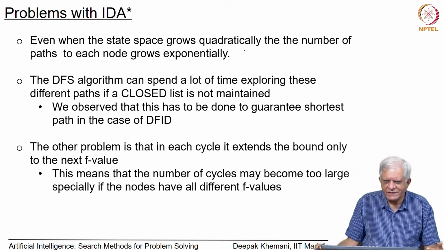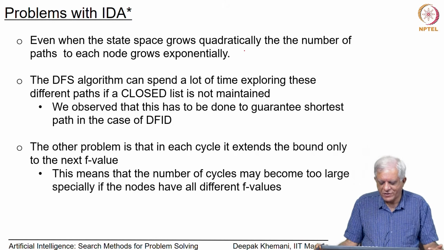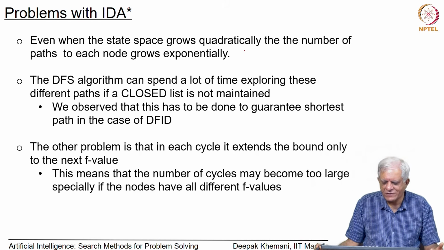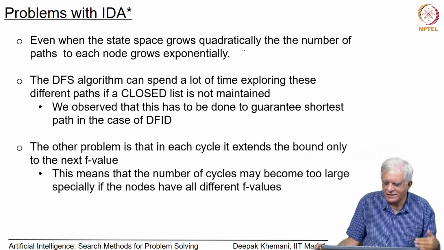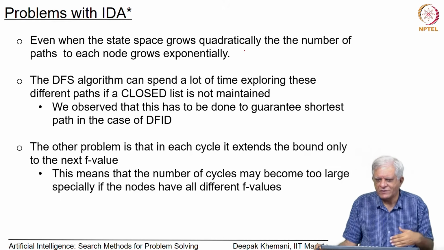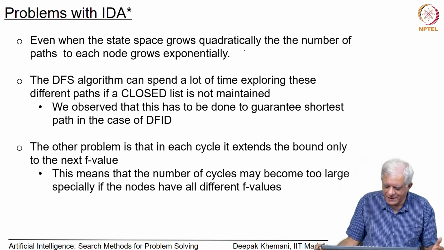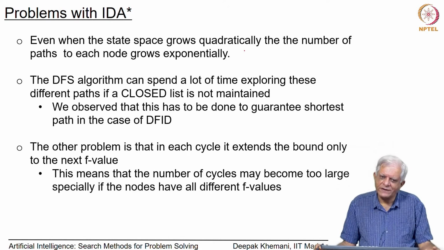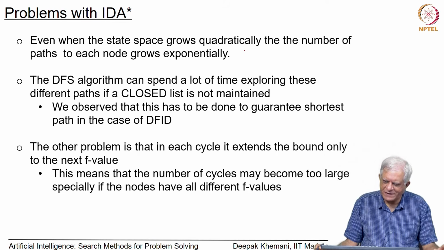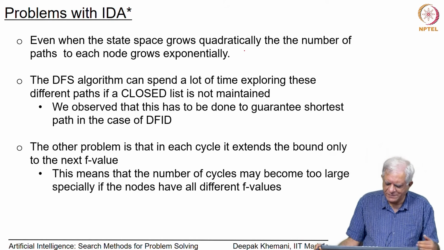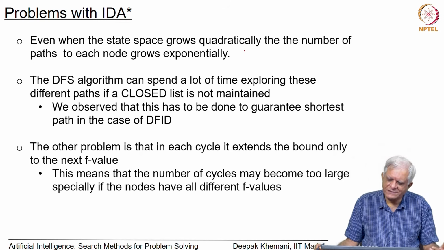Now, in the case of DFID, because it was depth that we were looking at, we could think of the tree as a layered tree, and you go to level 1, then to level 2, then to level 3 and so on. At each level you would include many new nodes, but in the case of IDA star, because we are only incrementing the value to the next f value, it is possible that only 1 or 2 or 3 nodes may come into the ambit of the next cycle, which means that the number of cycles may be very many essentially.